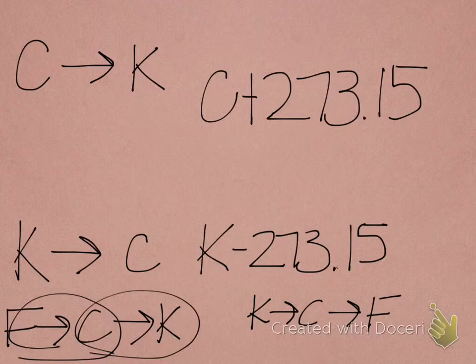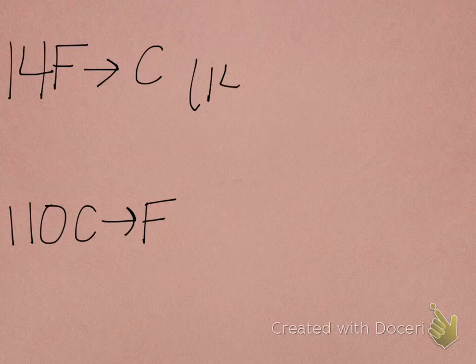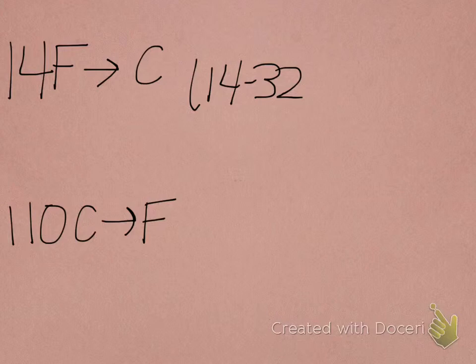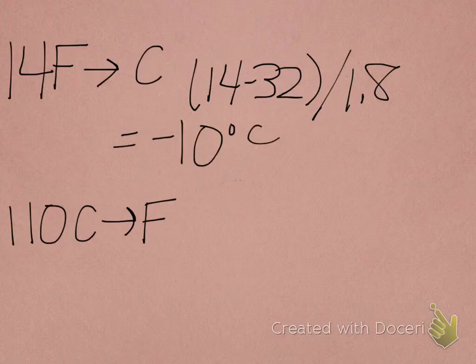All right, so now let's do a few practice problems. Make sure you have that calculator out. First one, 14 degrees Fahrenheit, and we want to convert this into Celsius. So what we're going to do is take our 14 minus 32, and then divide that by 1.8. So go ahead, get that into your calculator. Pause the video if that's going to take a minute. So what that's going to give you is negative 10 degrees C.